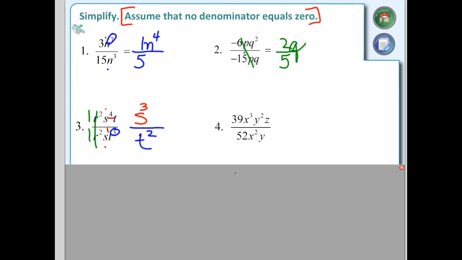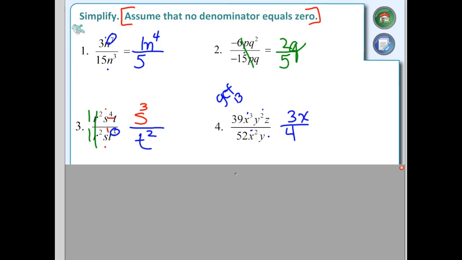Now, when I looked at number 4, when I was getting ready to teach this today, I had a hard time figuring out what my GCF was. All right, the GCF of 39 and 52. Good job. It is 13. So if my GCF is 13, 39 divided by 13 is 3. 52 divided by 13 is 4. Now, what's going to happen with my x's? We've got x cubed over x squared. We subtract, we get x. Where's it going? Numerator. Good job. I've got y squared divided by y.